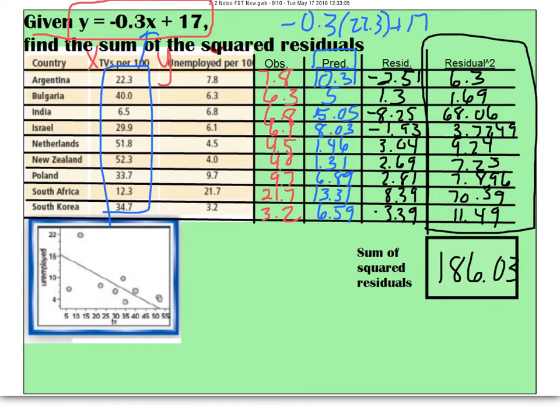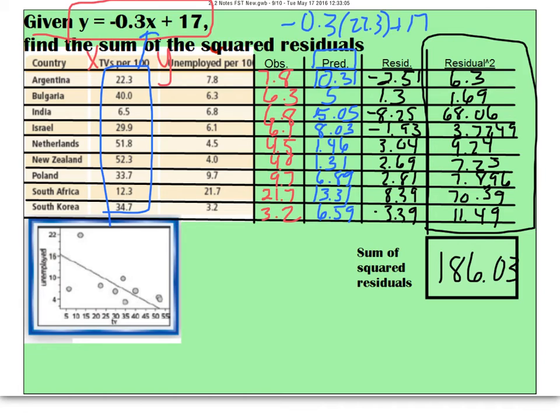So here's what all the data would look like, and if you want to follow one more, I'll show you where I came up with the number for Bulgaria. The observation was 6.3 unemployment. To find what the model would predict for the unemployment, I just put 40 in for x and simplified, and I got 5. So for the residual, we did observed minus predicted and got 1.3. Then I take the residual and square it and get 1.69. I did that for all of the countries and added it up and got 186.03 as the sum of the squared residuals. Now, by itself, that doesn't mean too much.